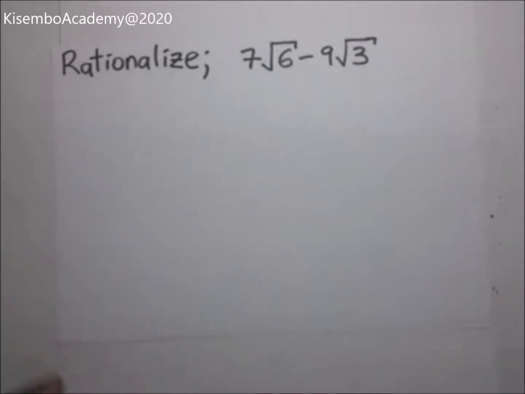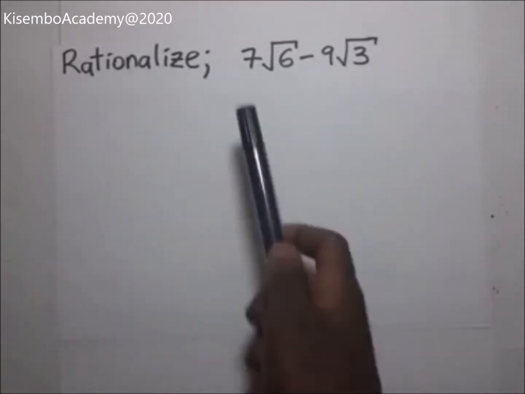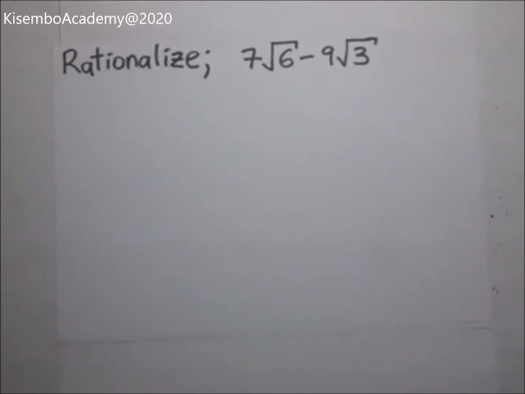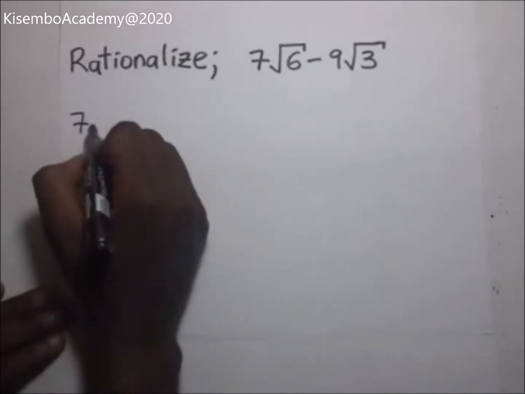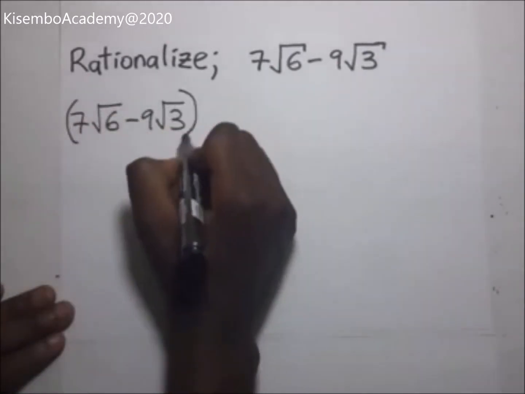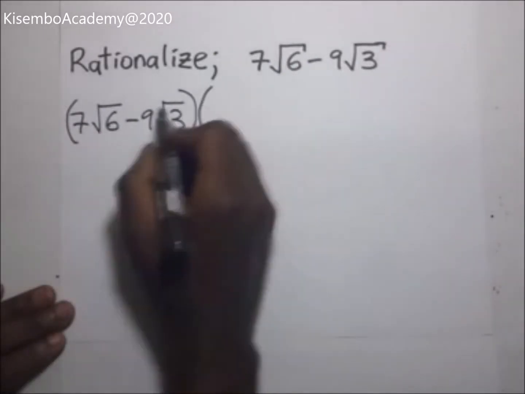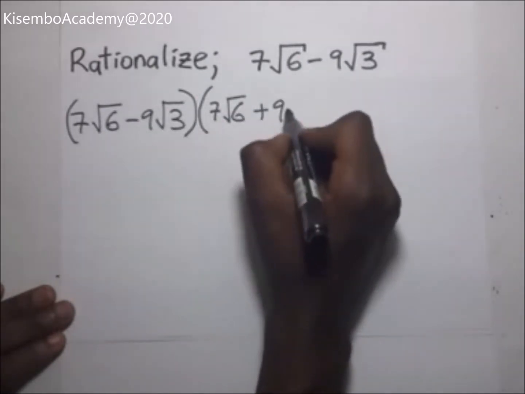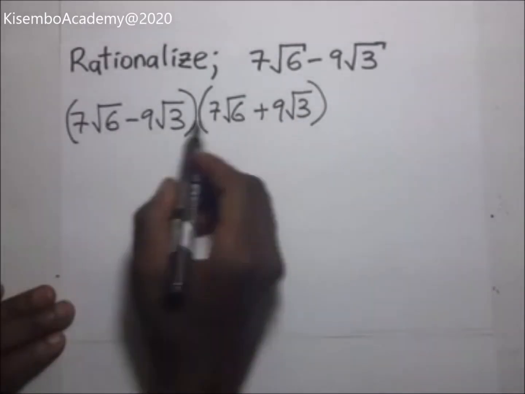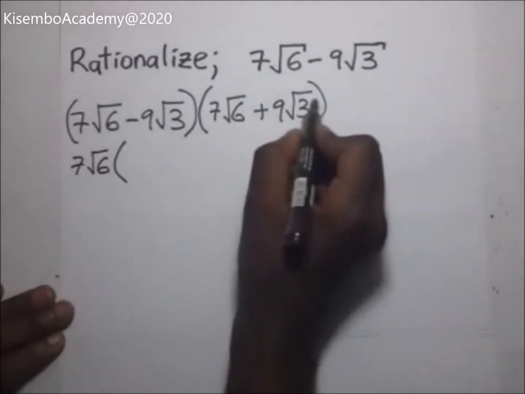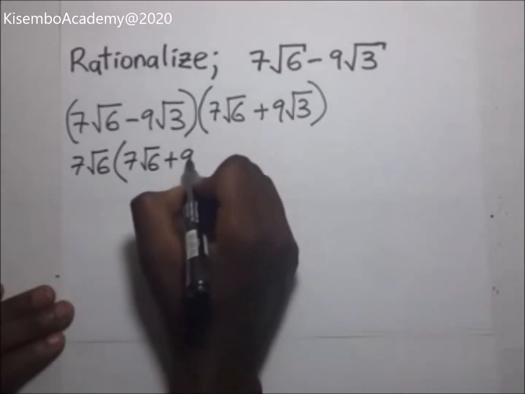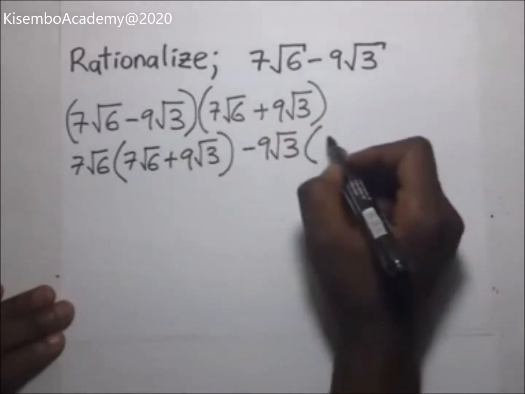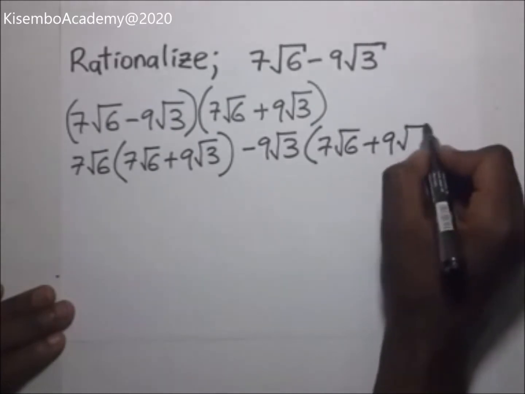So let's look at these examples. We are being required to rationalize this. Now, rationalizing this means that we are supposed to multiply it with its conjugate. So multiplying that with its conjugate is as simple as doing it like this. So we multiply this with its conjugate, which is going to be 7 root of 6 plus 9 root of 3. So when you open this bracket, it's going to be 7 root of 6 multiplied by that, which is 7 root of 6 plus 9 root of 3, then minus 9 root of 3, multiplied by this whole thing, which is 7 root of 6 plus 9 root of 3.